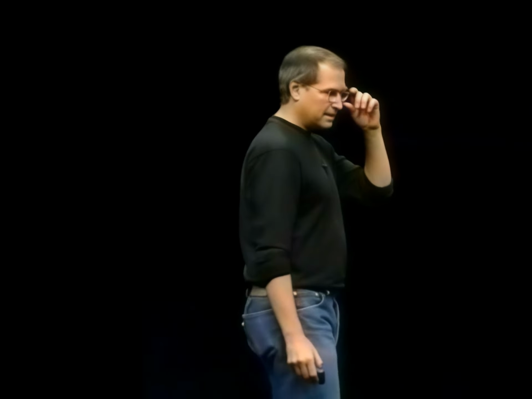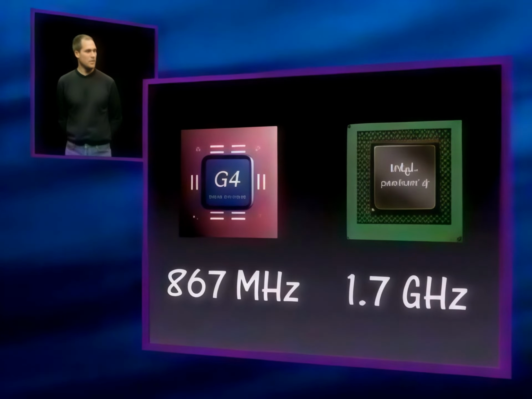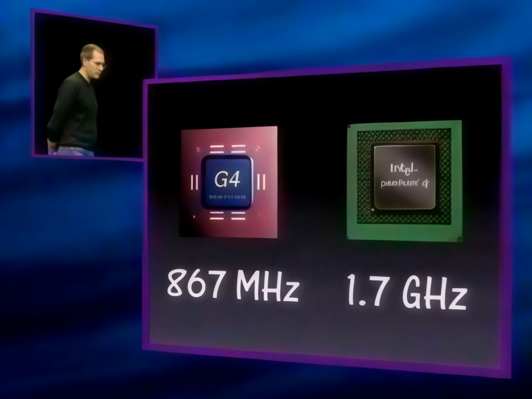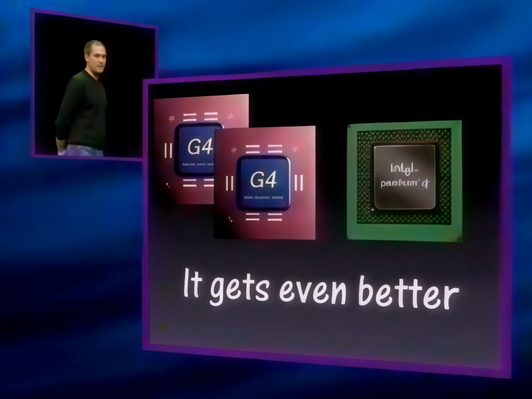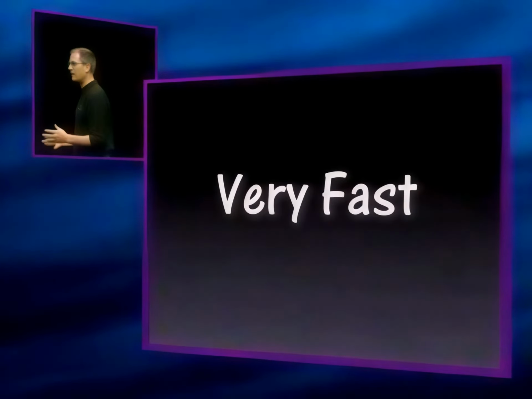So, again, the megahertz myth. An 867 megahertz G4 can be as fast or even faster than a 1.7 gigahertz Pentium 4, and it gets even better when you add 2 G4s in the multi-processor model. So these things are very, very fast.